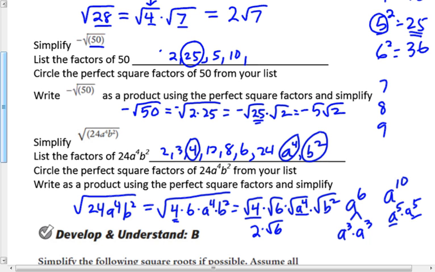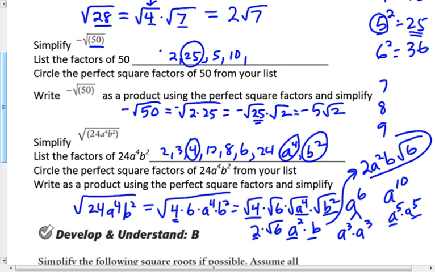This number we can write as a to the second. And square root of b to the second we can write as b. Now all of these have no square roots on them anymore. So I'm going to put this up here. So I'm going to write 2a squared b all together. And then the only radical I have left is the square root of 6. That's that one.